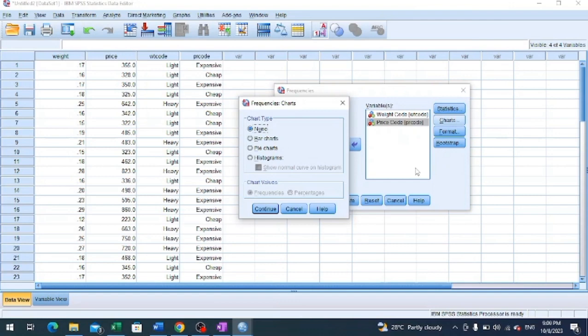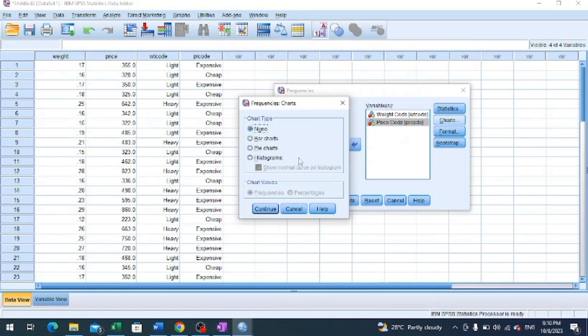Then if we click on charts, we all know that whenever we deal with a qualitative variable, we have to draw a bar chart or a pie chart. If we have two categories, then we go for a bar chart. If we have multiple categories, we can also go for a pie chart. But preferably, we go for a bar chart because minute differences between the categories of each qualitative variable can be best identified with the help of the bar chart.